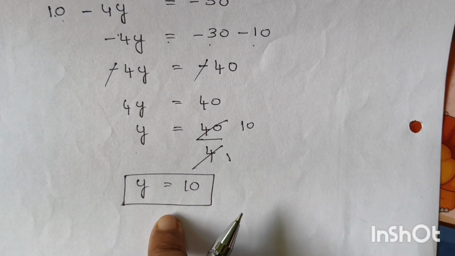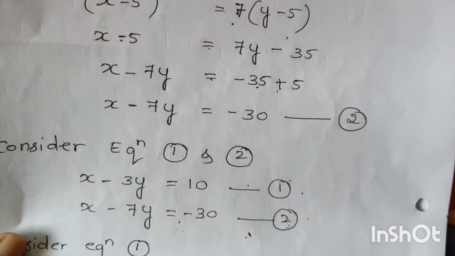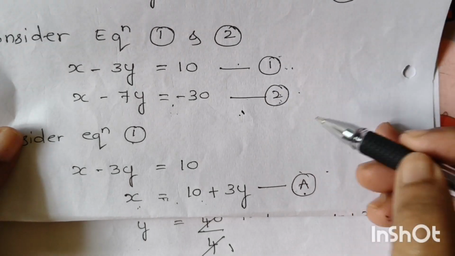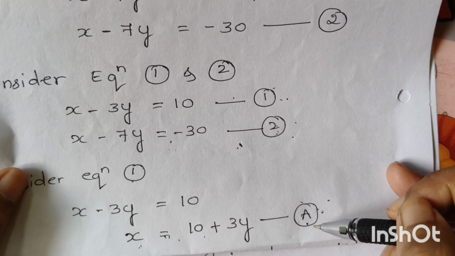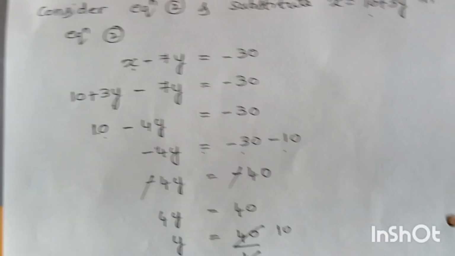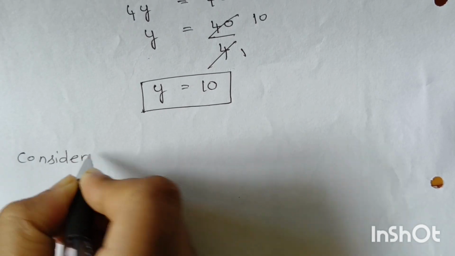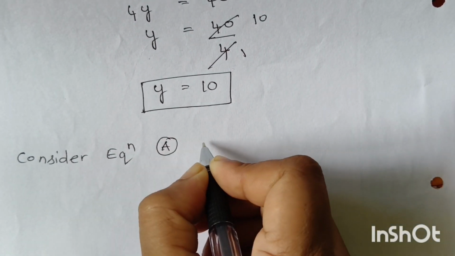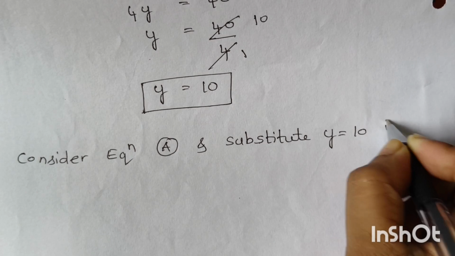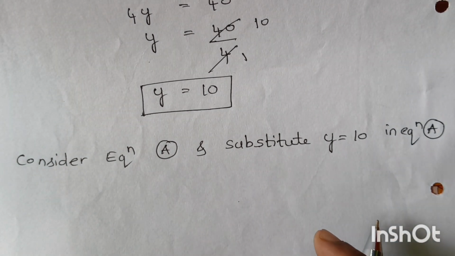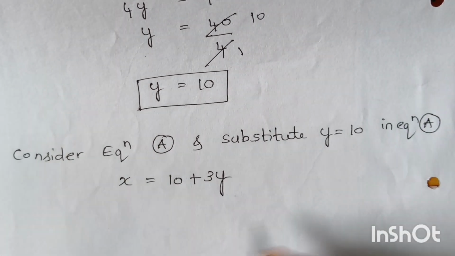Now we got the value of y as 10. Let us substitute this y is equal to 10 in any of these three equations, that is equation 1, 2 or in equation A. You can take any of these three equations, but here I will consider the equation A. Consider equation A and substitute y is equal to 10 in equation A. That is x is equal to 10 plus 3y. It is our equation A.